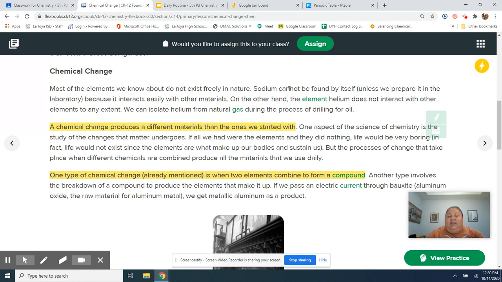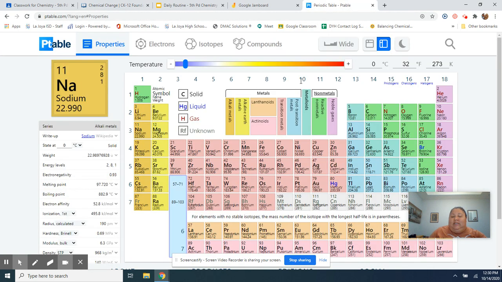On the other hand, the element helium. Helium is a noble gas. It does not interact with other elements to any extent. So if you look at the periodic table, helium is on the opposite end of sodium. It's in group 18. Something that you need to know about this group 18 is that all of this group is non-reactive.